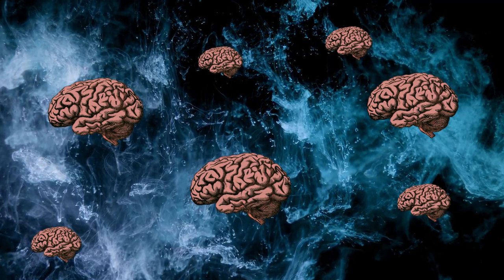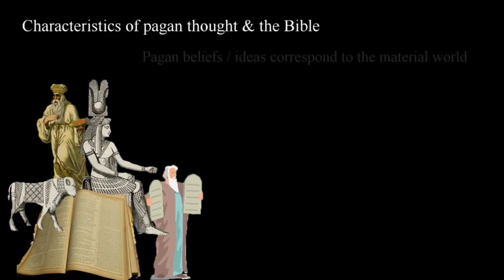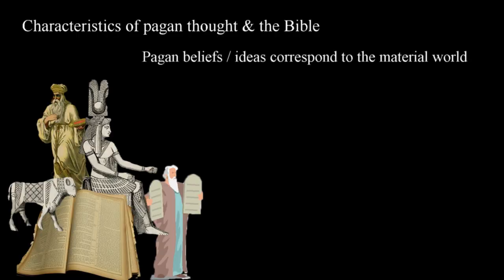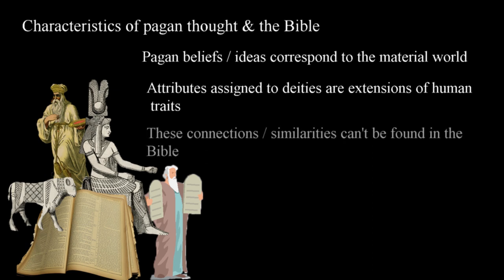We can note two main characteristics that identify pagan thought. The first of these is a one-to-one correspondence to the organic material world. The second is the assignment of characteristics to deities, spirits, and others that are merely extensions of human thought and behavior. When we turn to the Bible, none of these characteristics or connections are found.